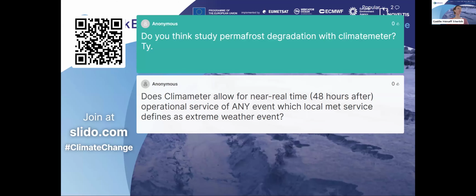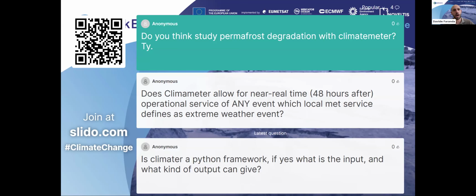Okay, thanks a lot. Another question. Do you think we can study permafrost degradation with climameter? Again, the climameter approach is more broadly the analogs approach. Yes, you can study other phenomena on longer time scales, but then you have to change the data set. For example, for the permafrost, I guess you have to use longer reanalysis and also models that can take into account the dynamics of the permafrost. And then you have to come up with a good observable for which you have to compute the analogs. Of course, it cannot be sea level pressure. So you have to adapt the methodology, but definitely you can do it.